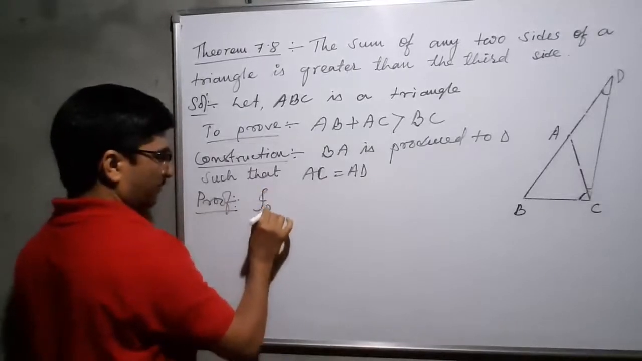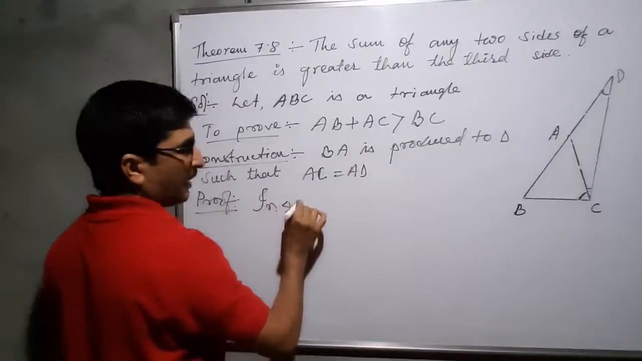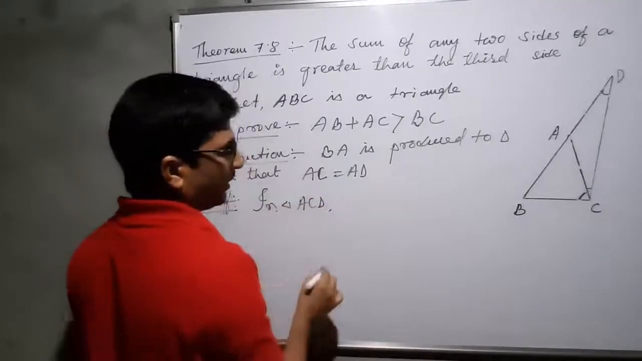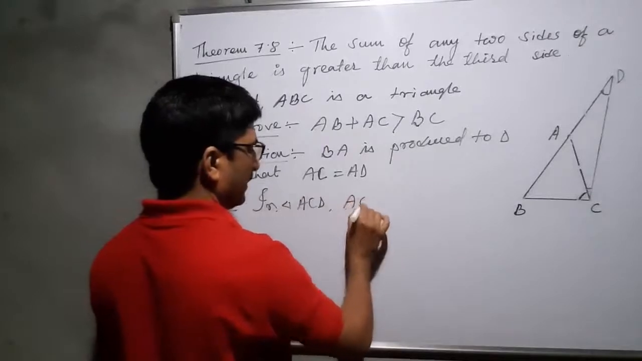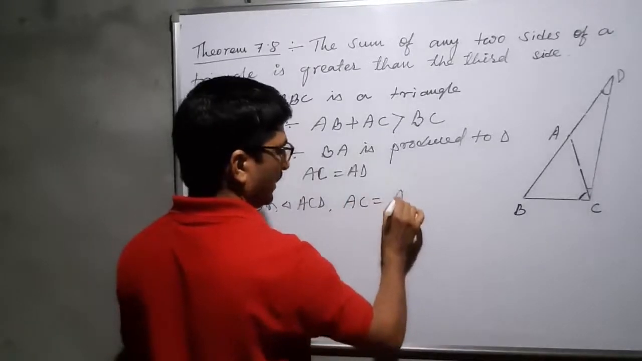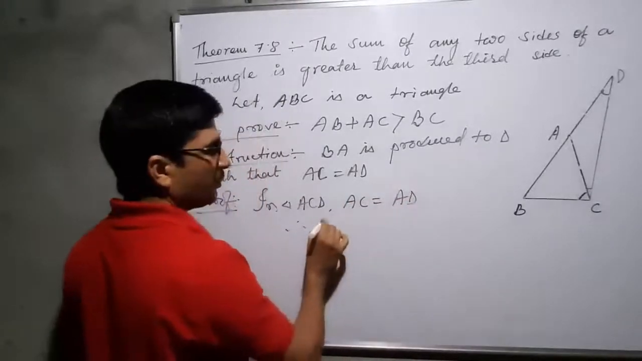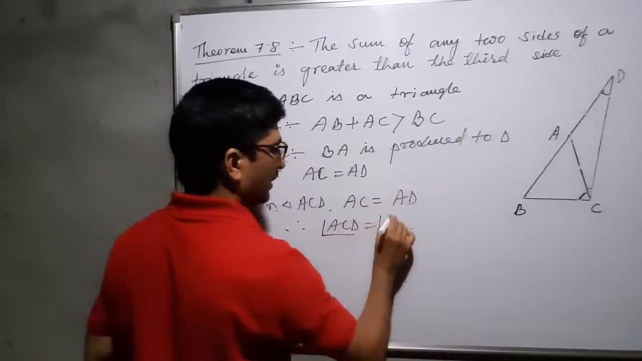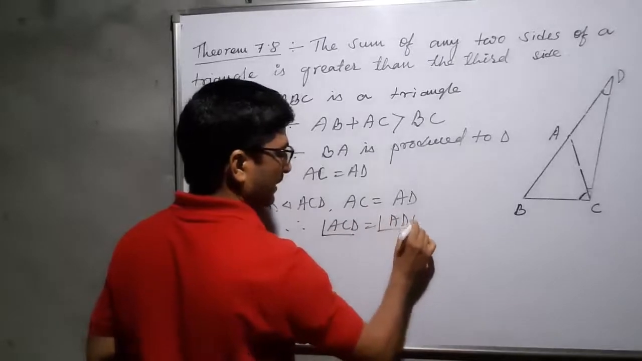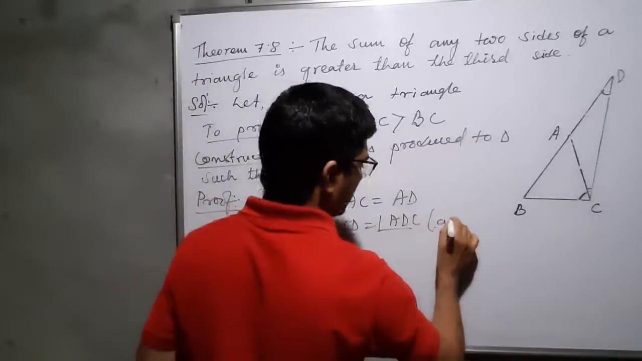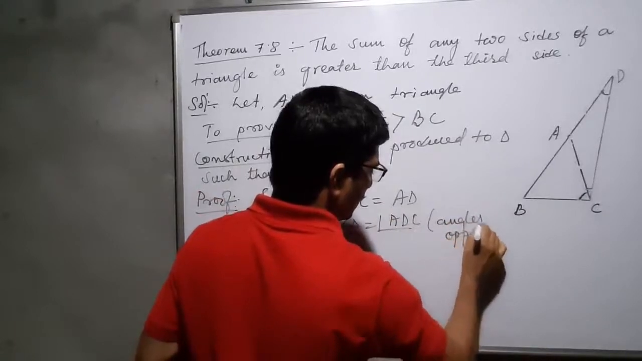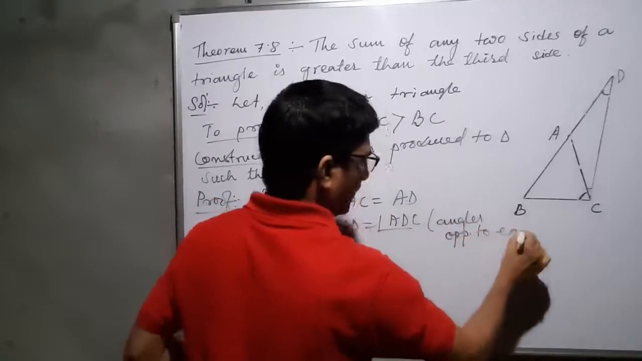In triangle ACD, AC is equal to AD. Therefore, angle ACD is equal to angle ADC, angles opposite to equal sides.